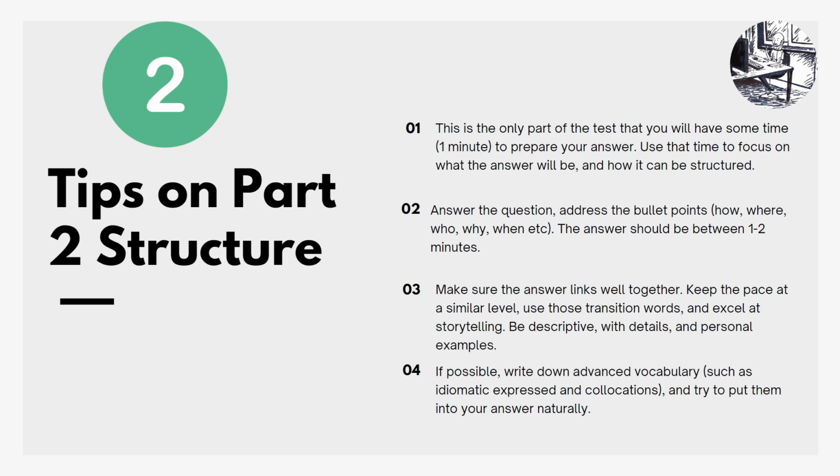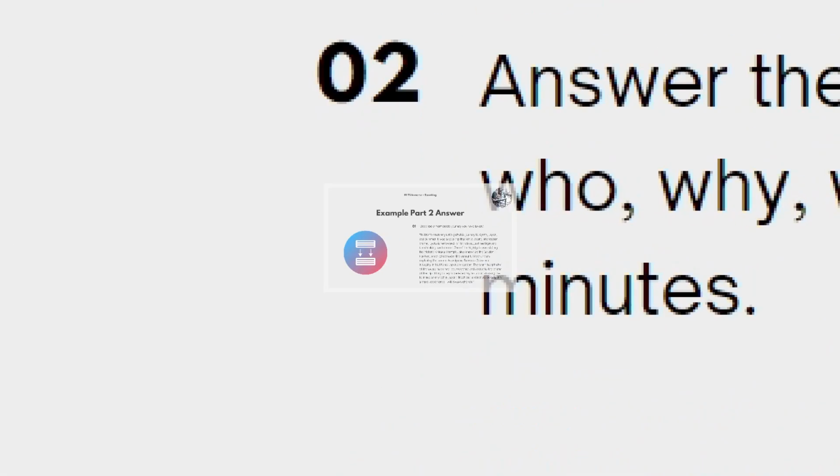It's very important that you excel at storytelling in part 2. Make it engaging for the examiner to listen to you. So be descriptive, use plenty of details and personal examples as well. If possible, you can write down some advanced vocabulary, such as idiomatic expressions and collocations, in the planning of your answer. If you do that, then you can for sure guarantee some really high level vocabulary in your answer. Try to put them in naturally.